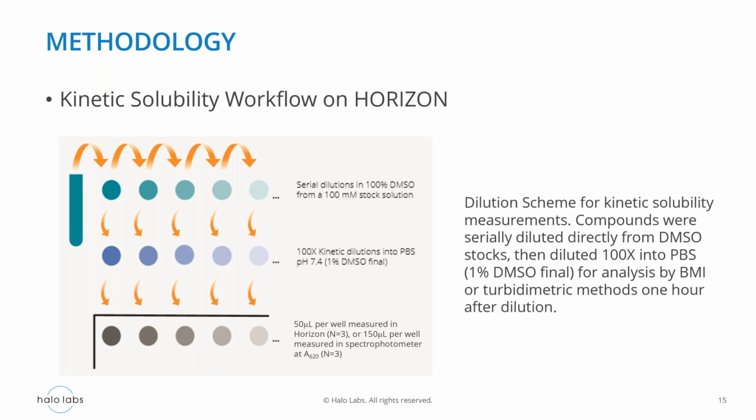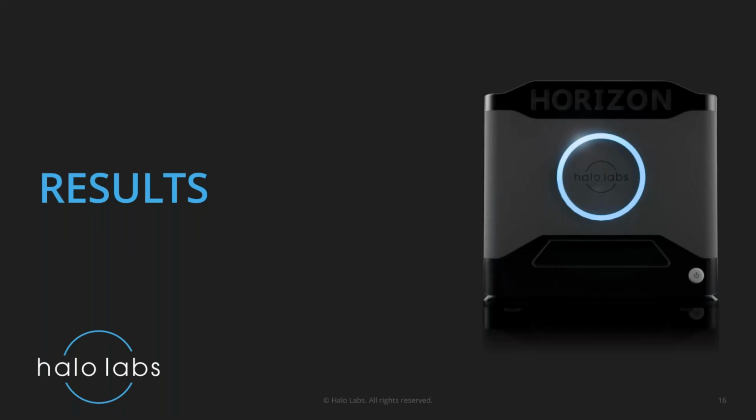so that the DMSO was 1% final. This is very typical of a chemical library. And then we analyzed these samples either using the Horizon instrument or spectrophotometer methods, turbidimetric methods, the very same sample. So this is what we saw, and I'm going to let the results speak for themselves.